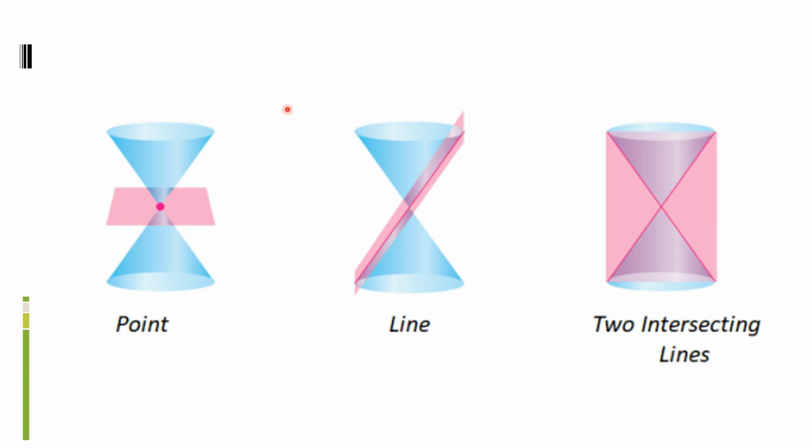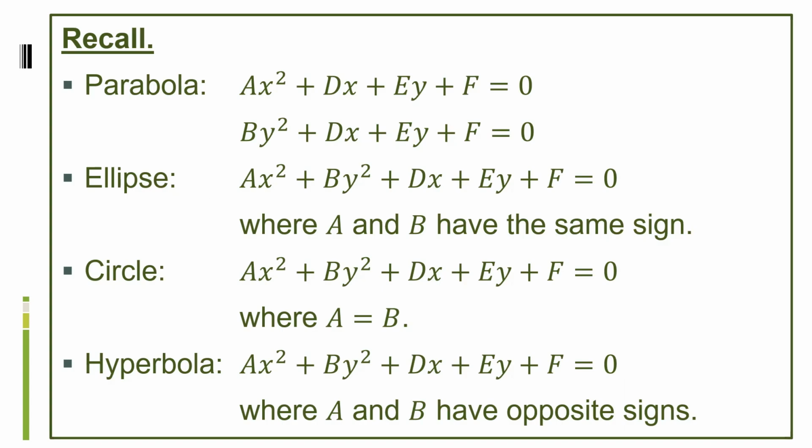So in here, yung circle natin naging point, yung parabola natin naging line, and yung hyperbola natin naging two intersecting lines. So let's recall kung paano natin malalaman kung yung isang general form is a parabola, an ellipse, a circle, or a hyperbola. So for a parabola, we have ax squared plus dx plus ey plus f equals 0, or by squared plus dx plus ey plus f equals 0.